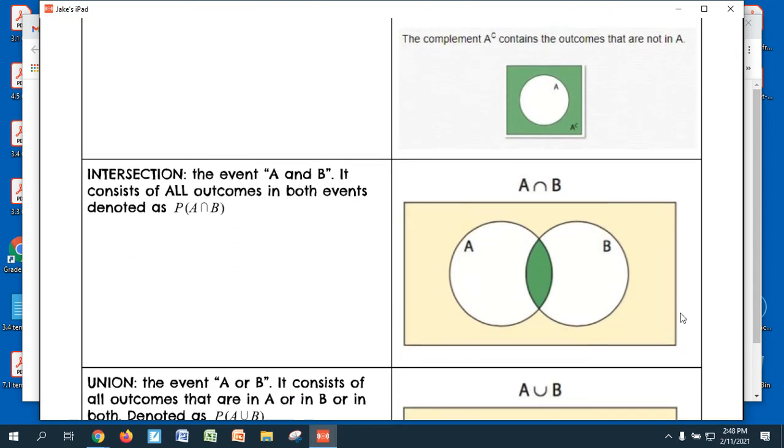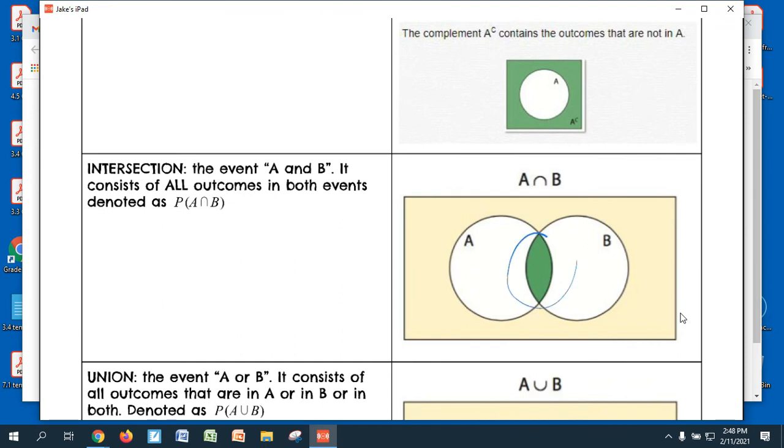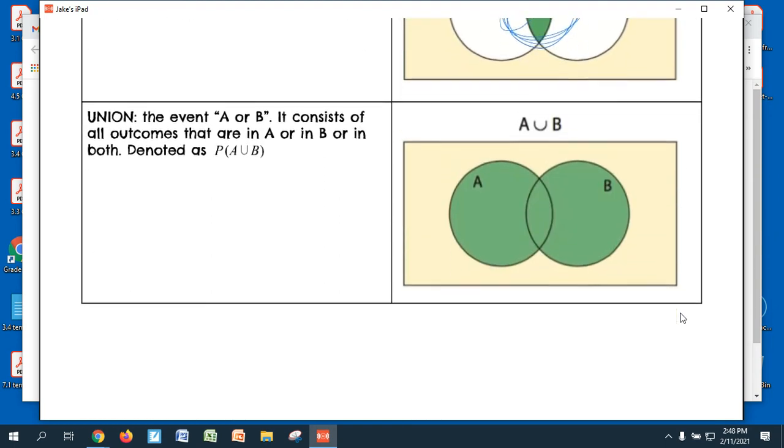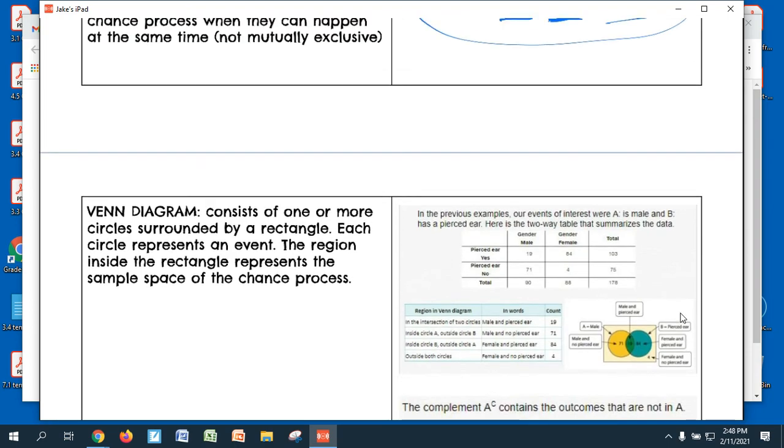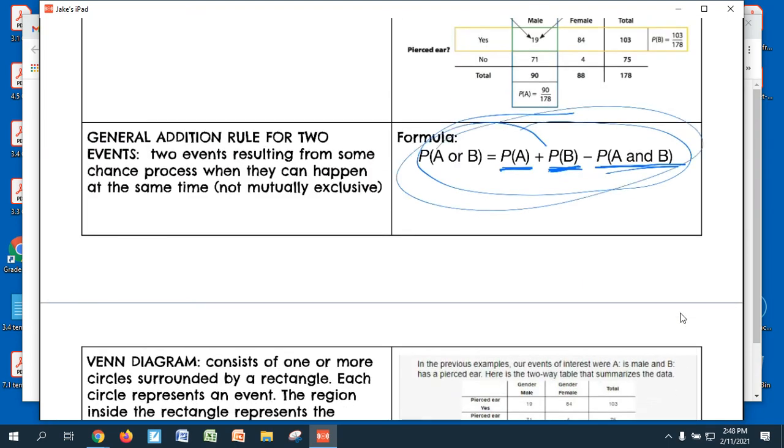All right, and then a few things. Intersection is just when those Venn diagrams intersect. So when A and B occur. So if you were doing the male and pierced ears thing again, intersection would be the probability of picking someone that is male and has pierced ears. A union is when it's an or statement. So it's A or B. What's the probability of someone being male or having pierced ears? And that's this formula right here using the general addition rule.